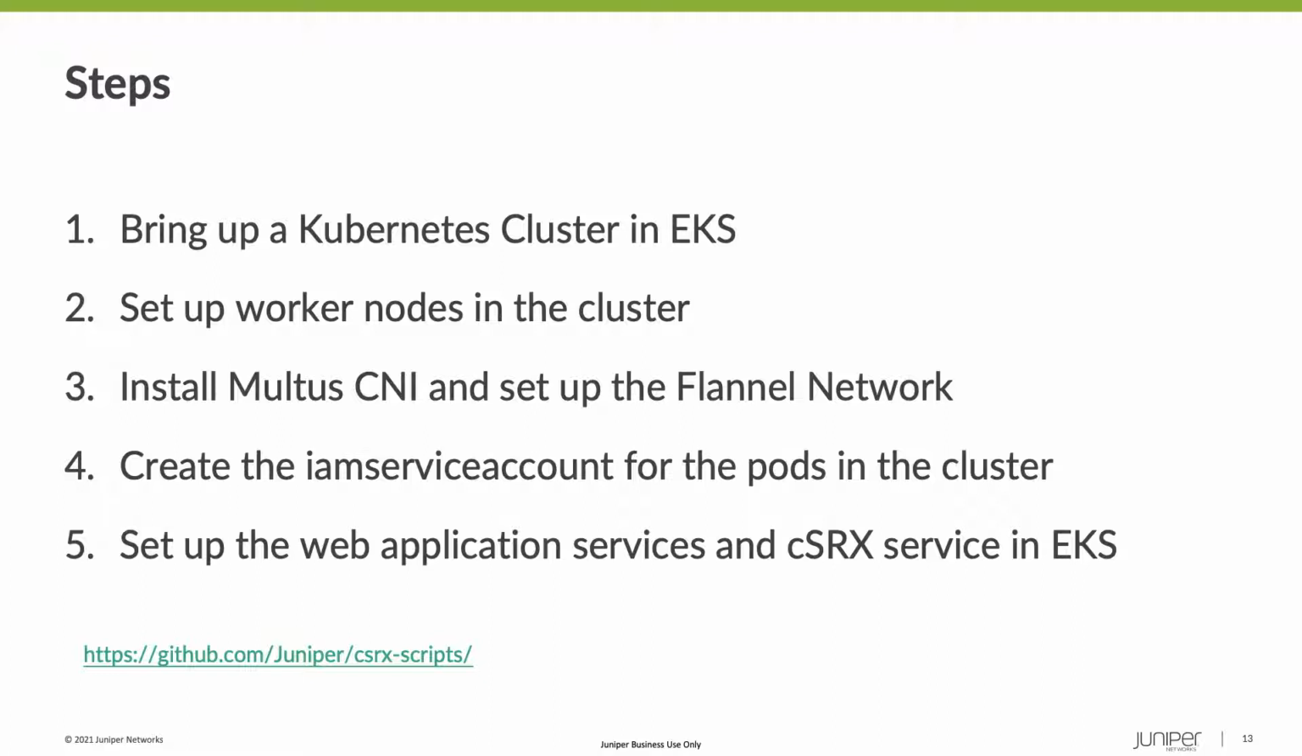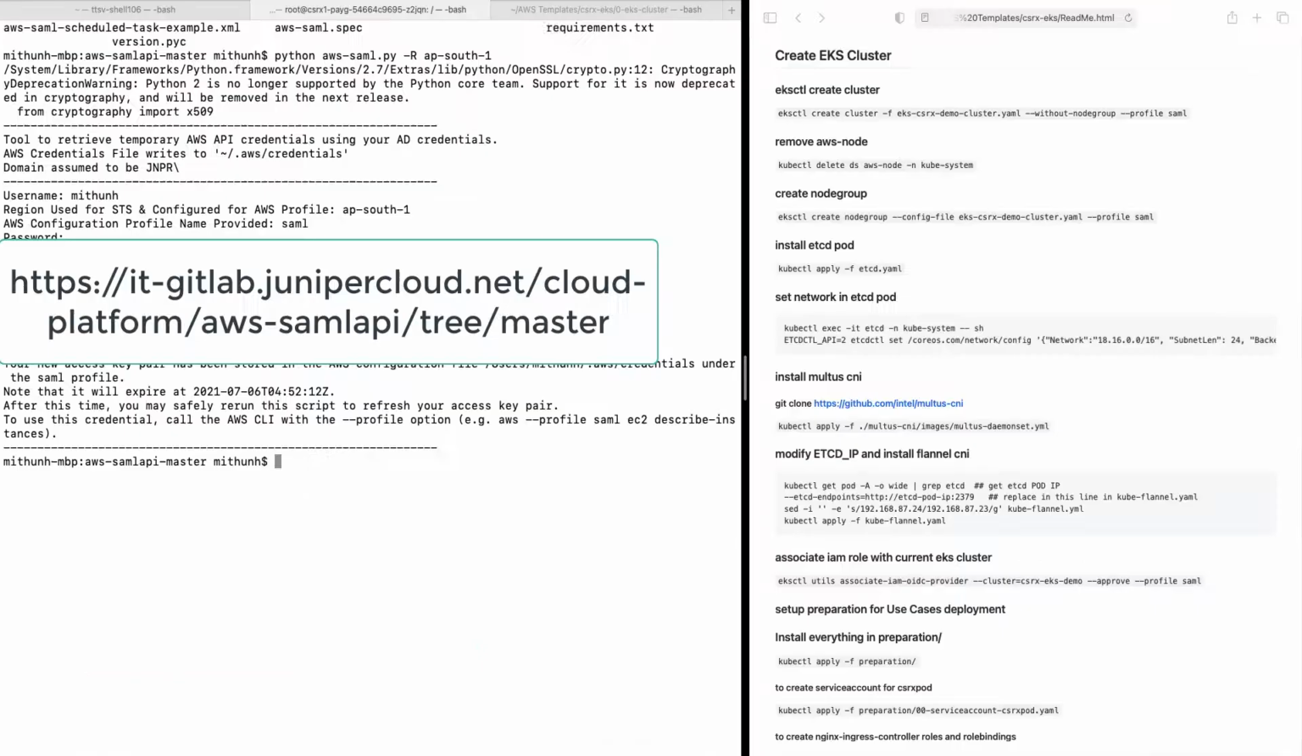The steps in this demo would be the following. Bring up a Kubernetes cluster first. Then we're going to set up the worker nodes in the cluster. Following that, we'll install the Multus CNI and set up the Flannel network. Then we create the IAM service account for the pods in the cluster. And finally, we'll set up the web application services and cSRX service in EKS.